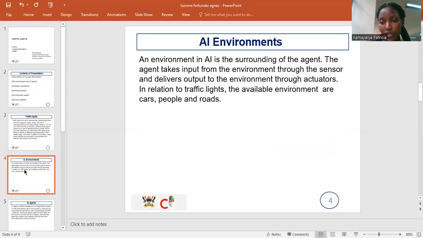When you look at traffic lights, some of my environment are cars, people, and roads. You get them? This is what the agents detect before traffic lights release or stop people or alert people to get ready. They're supposed to have taken in some information. For them to make a decision, they have input they are depending on to give an output. I hope I'm very clear about that.